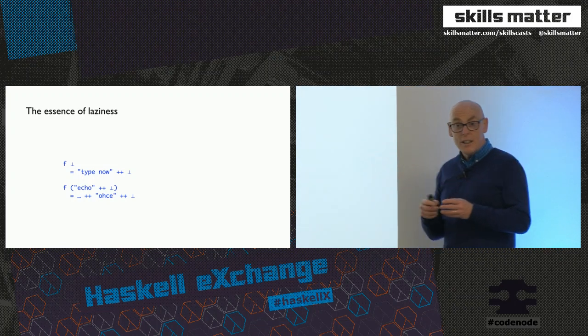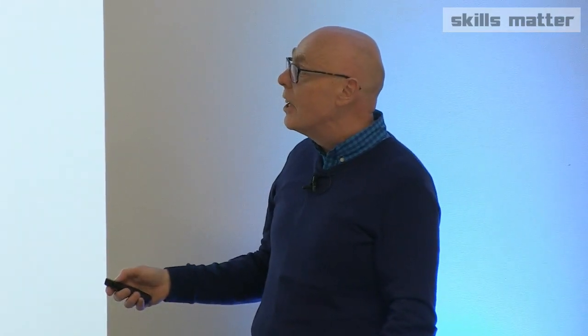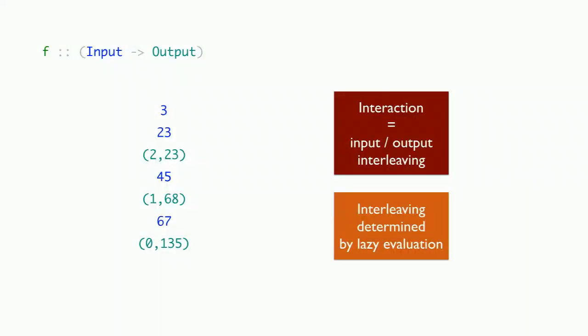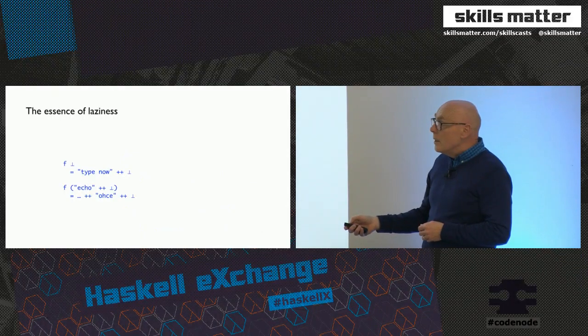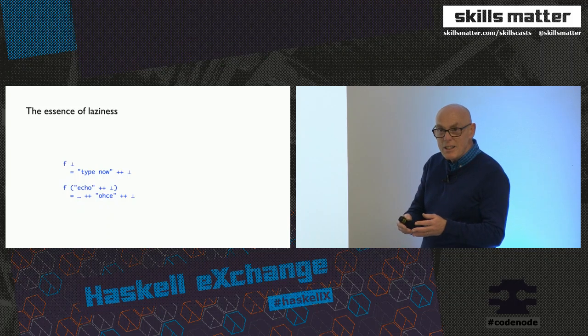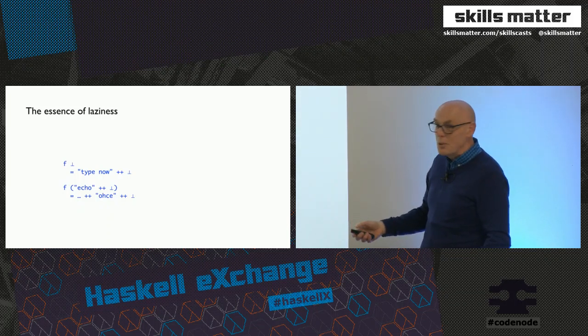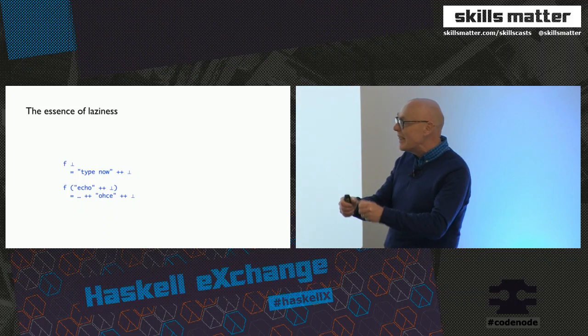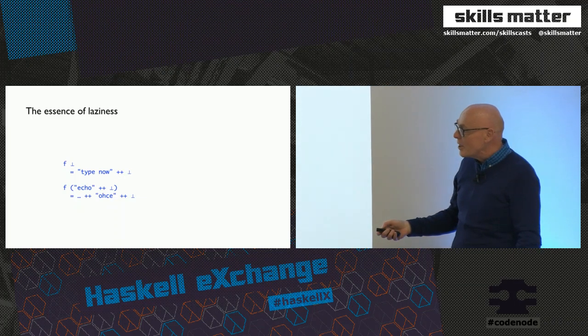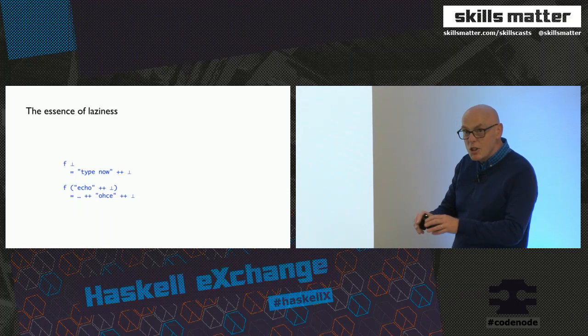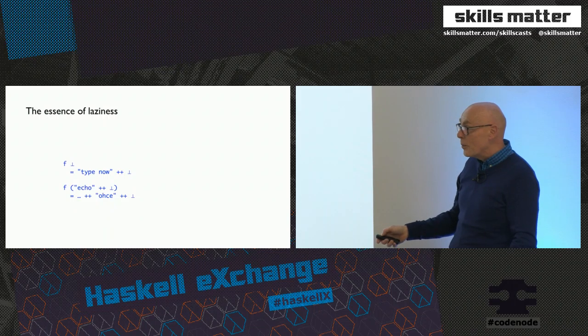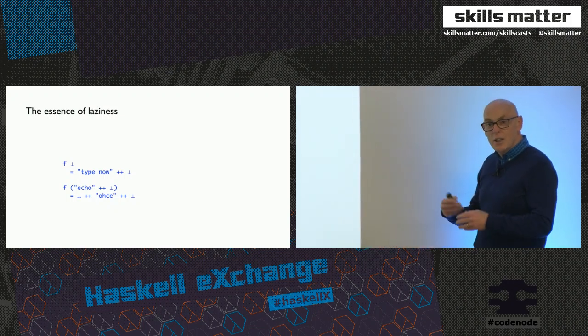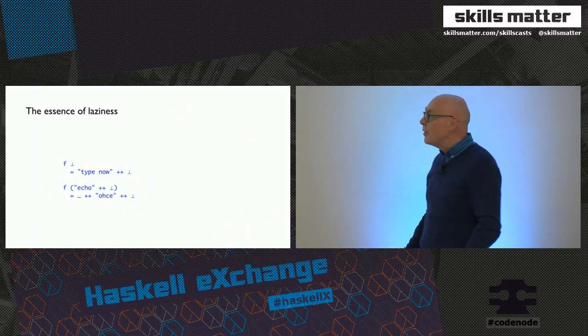Because we're interested in this interactive behavior, we don't take the full input and get the full output. We take an approximation to the input: the input so far. For example, we don't put any input in at all, and we get some of the output. The first bit of the output says, type something now. And then if we type the string echo, followed by nothing determined yet, we get a bit more of the output. So it's that essential lazy behavior.